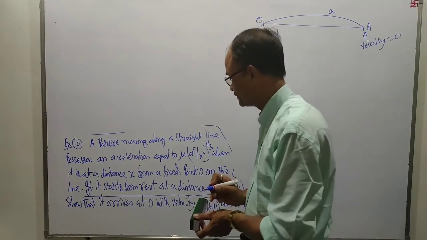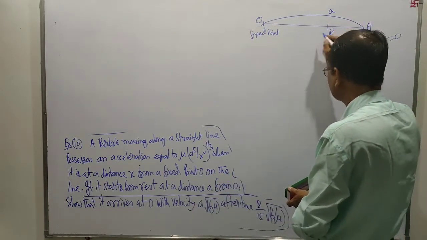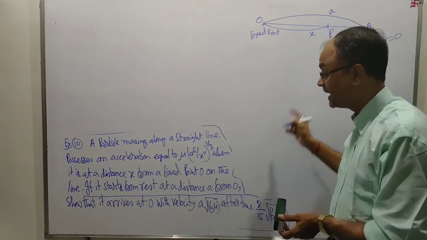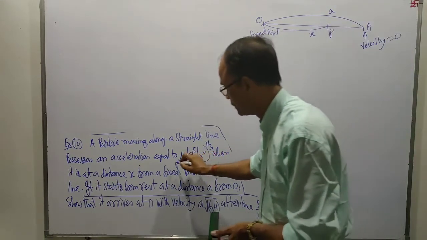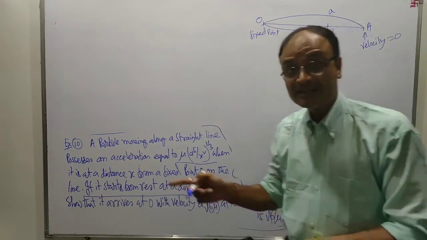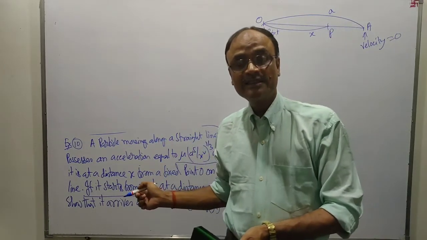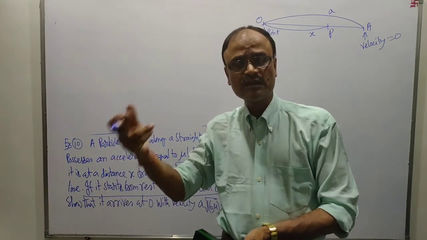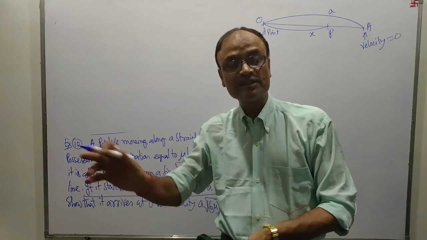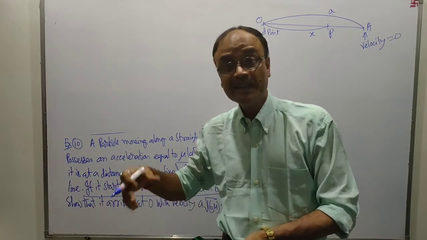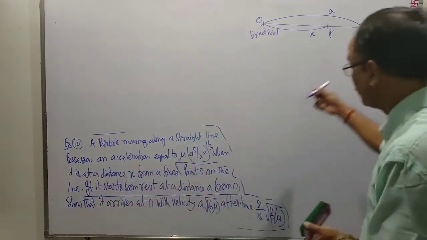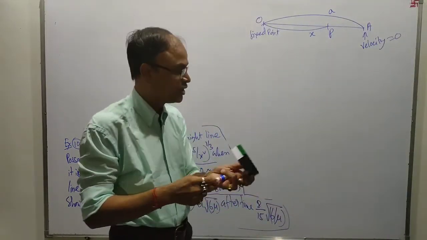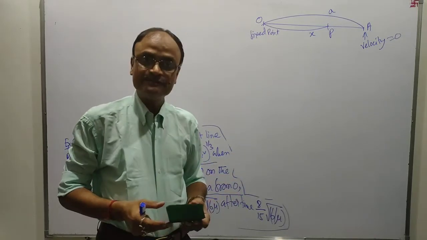It is also given. Suppose P is the position of the particle at time t. OP equal to x. This distance is x. And the acceleration is given to be equal to this. Acceleration x double dot is the mathematical expression for acceleration. If moving in a direction of x increasing... You see here it is in a direction of x decreasing. Therefore, we shall take a negative sign.